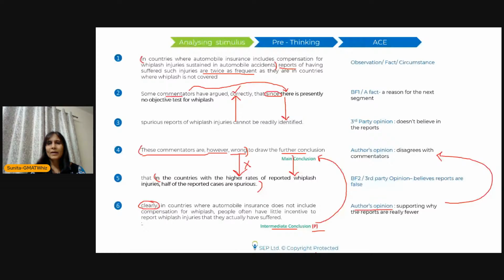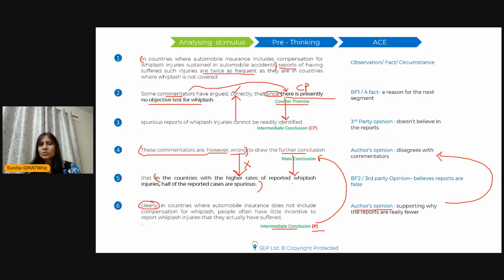All right. But look at the two bold faces. What are they doing? Because it is the bold face that we have to identify the role of. Now, the first one is clearly, if there is no objective test for whiplash, is it going in favor of the main conclusion or against it? Well, it's going against the main conclusion. Okay, so it's the counter premise. First bold face is a counter premise because it is not really in favor of the main conclusion.